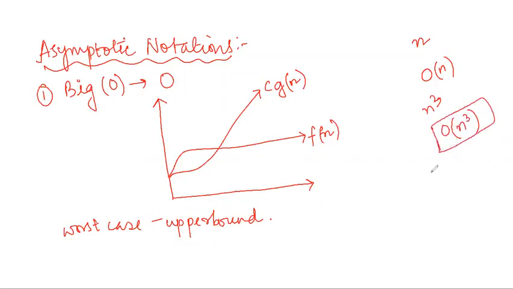And suppose it is 100n, I will always ignore the constant parts and I will say that this is of the order of n.